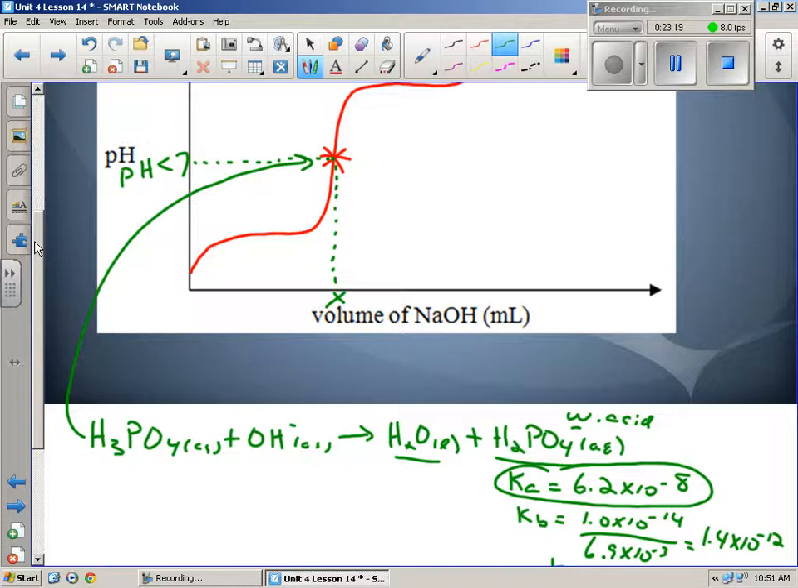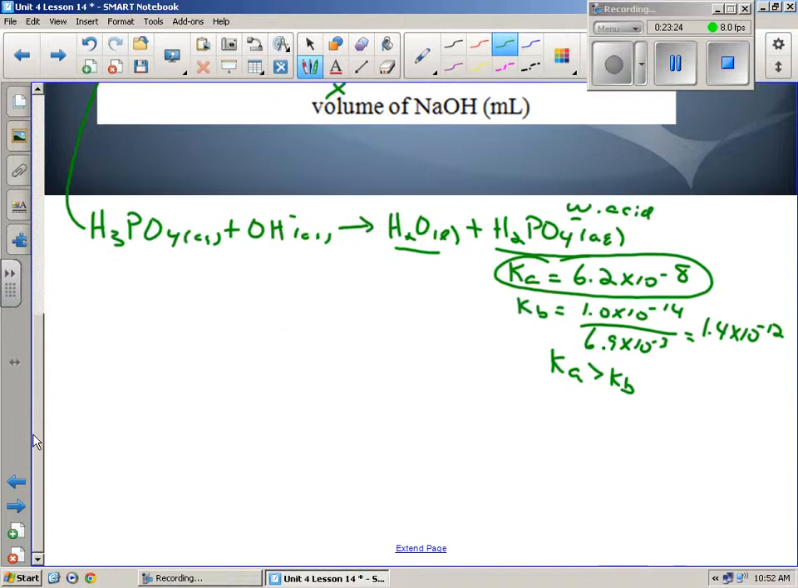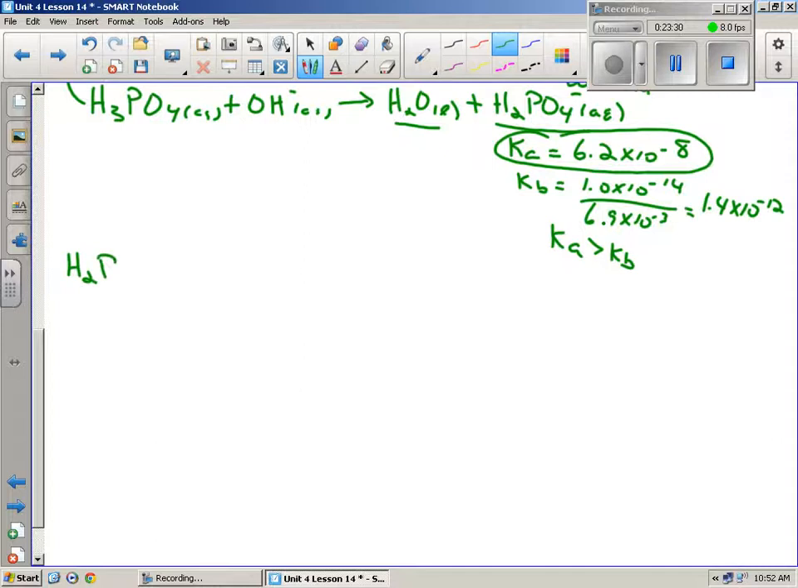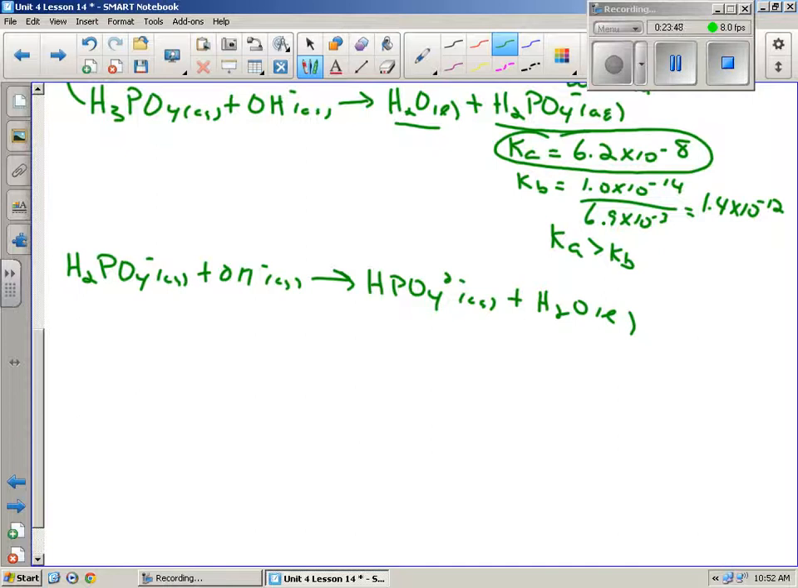Now, that's the first one. Now, let's move on to the second one. Now, we're going to take this H2PO4 that we've completely converted here. So my H2PO4 minus and hydroxide gives me proton donor, proton acceptor, HPO4 2 minus, and water. Okay? So, lose an H plus again, or basically proton donor, and water. Same kind of thing, okay?